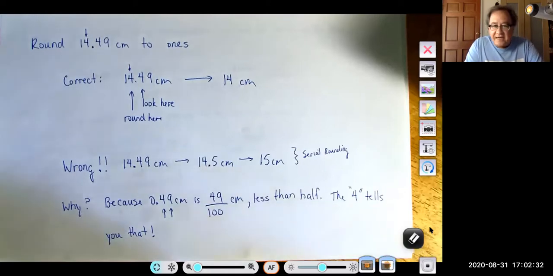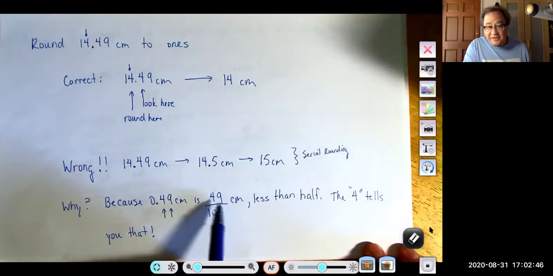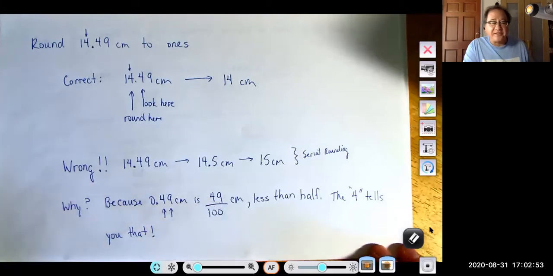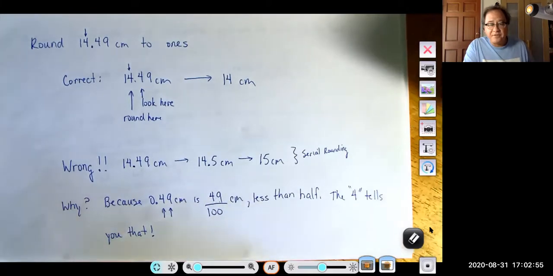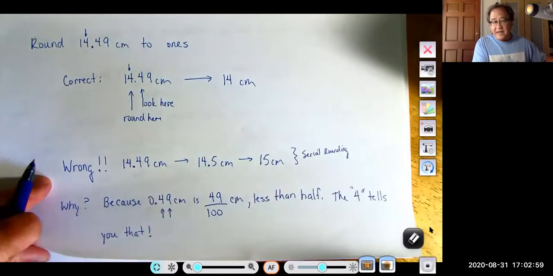Clearly, 49 hundredths of a centimeter is less than half. And we don't need the 9 to help us find that out. The 4 alone tells us it's going to be less than half, because this would be 49, it could be 48, 47, 46. It doesn't matter what that second number is. The 4 alone tells us less than half, round down. So that's why we only look at the number to the right of where we're rounding, and we don't look any further.